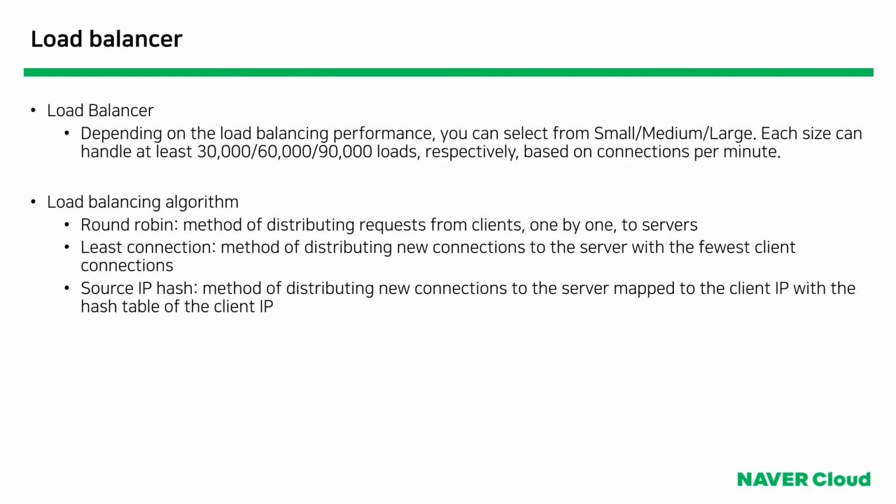For load balancer algorithms, in addition to the default round-robin method, which distributes traffic to servers one by one upon client request, the least connection method, which distributes new connections to the server with the fewest client connections, and the source IP hash method, which has a hash table for the client IP and distributes new connections to servers mapped to the client IP, are supported.